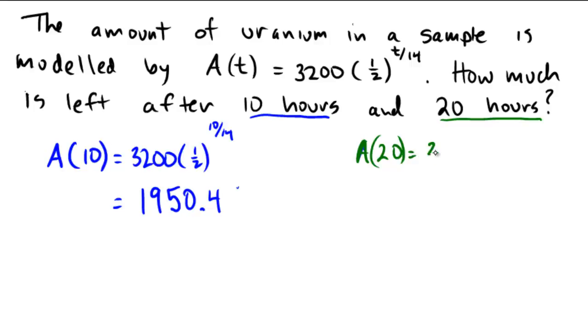On the other hand, in green, what is the A of 20? How much is there left after 20 hours? That would be 3200 times 1/2 to the power of 20 over 14. So again, 3200 parentheses 1/2 to the power of 20 over 14. This time it's 1188.795, so we'll put 1188.8 rounded to one decimal place. And yes, that one is less than 1600. So everything was just like we thought it should be.